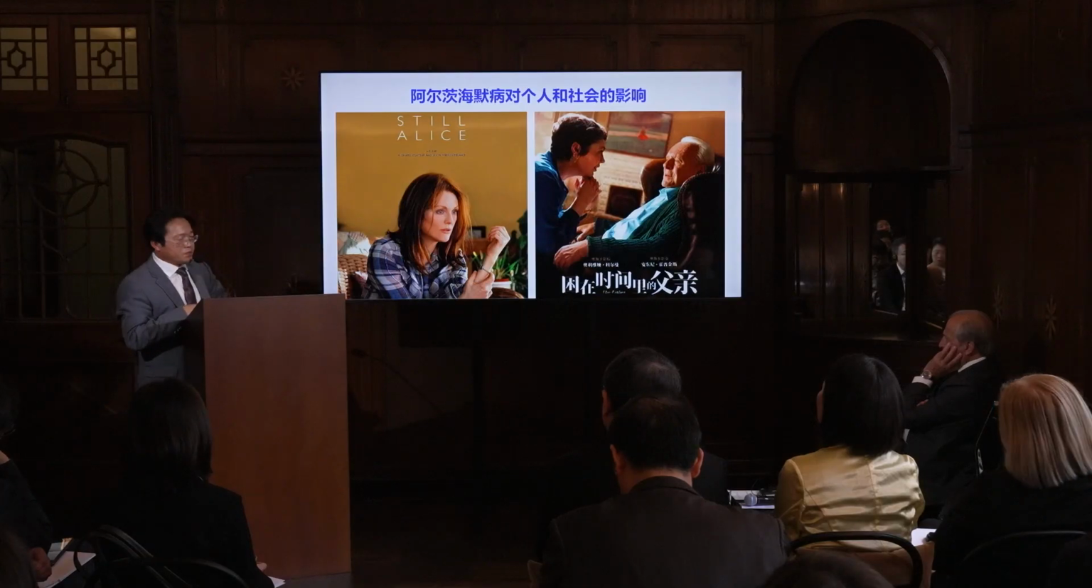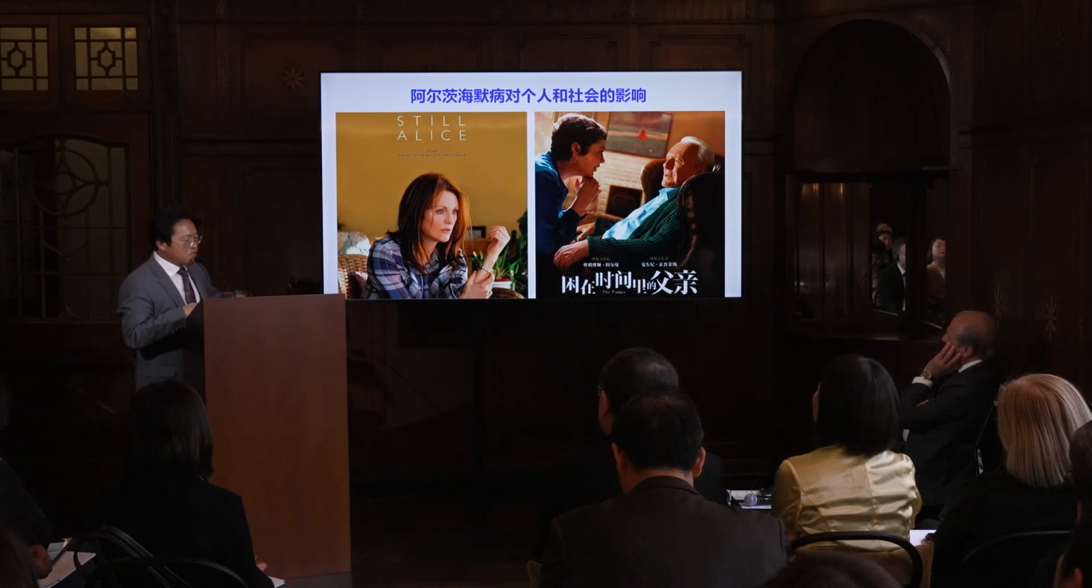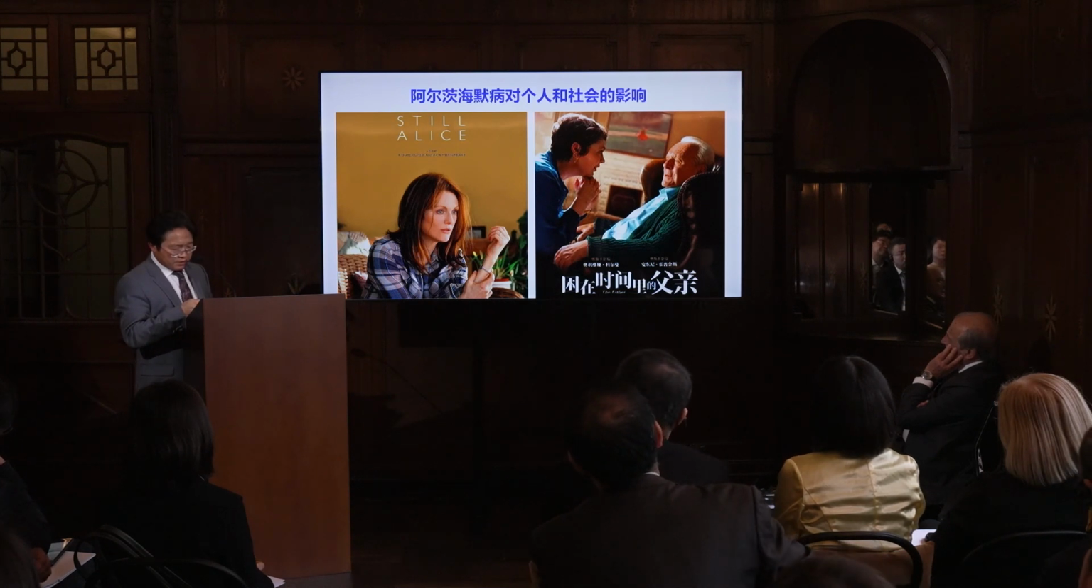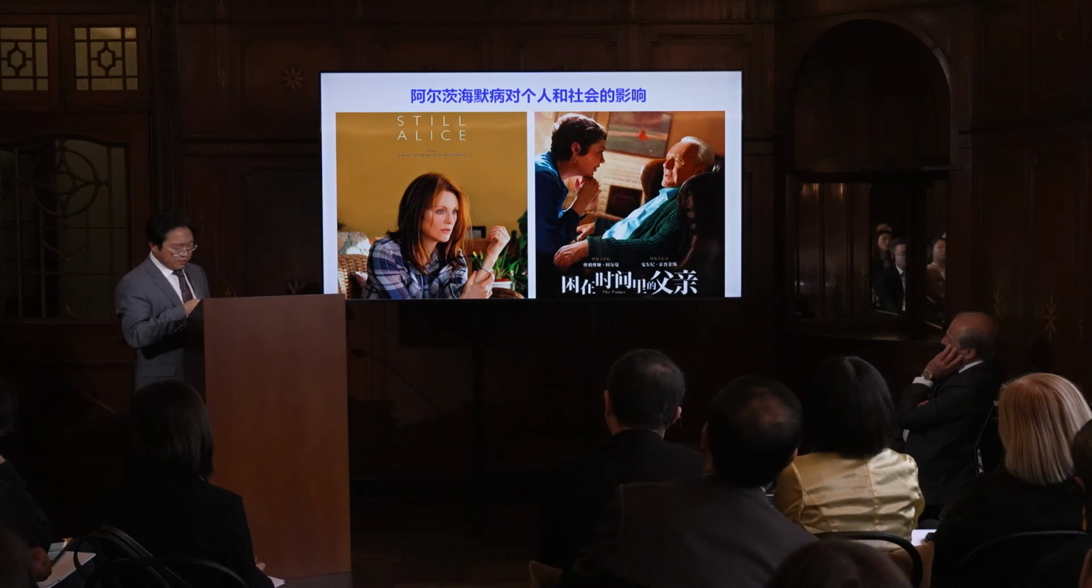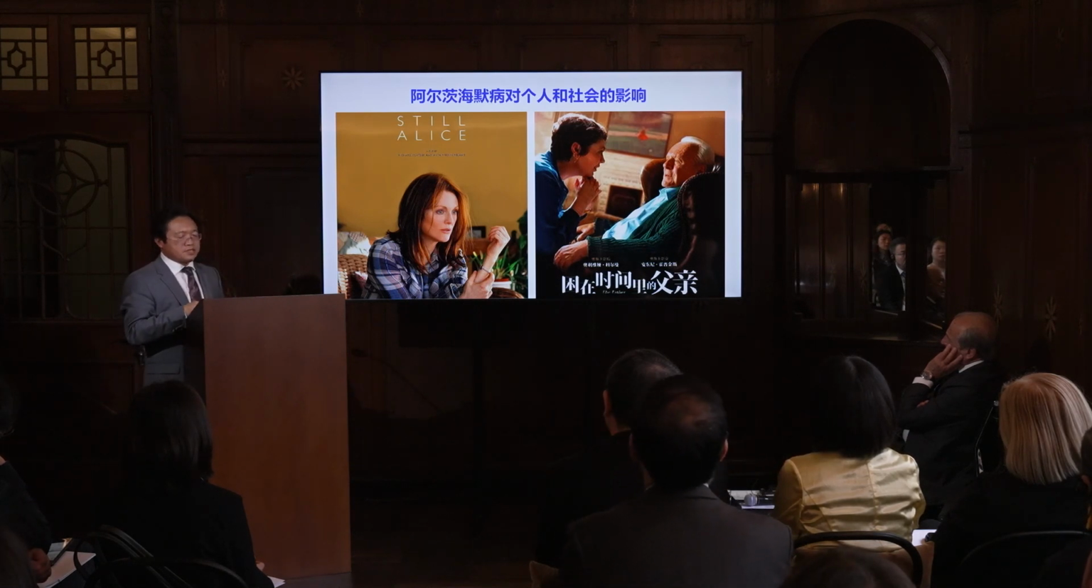It's very, very touching, and it's telling us that it's not an individual condition. It has a huge emotional, family, and social impact. It is very moving. The magnitude of its impact is just enormous.